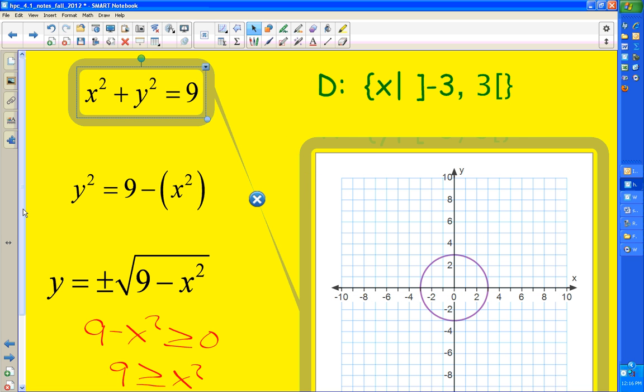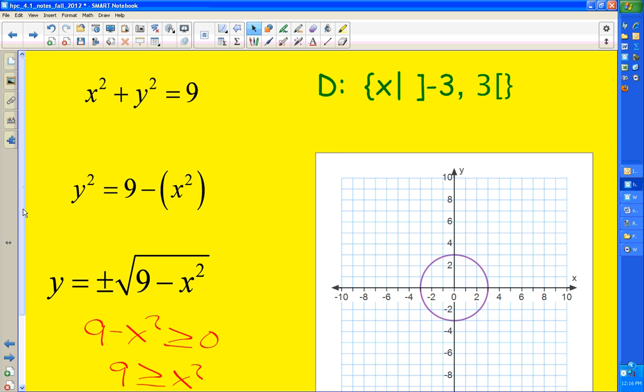The graph is a circle. Your domain goes between 3 and negative 3, but look at the range. That's also between 3 and negative 3. So when we look and identify our range, we get the same thing in this one. And that's a coincidence, and it's because the circle is centered at the origin.